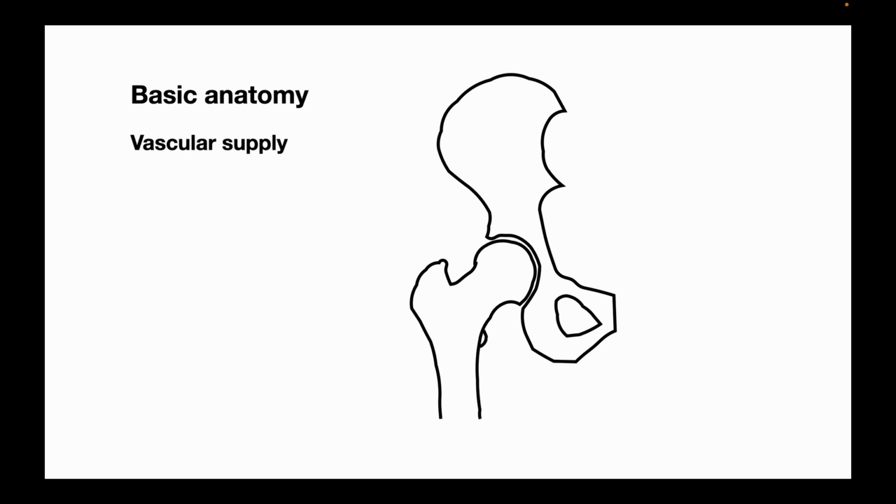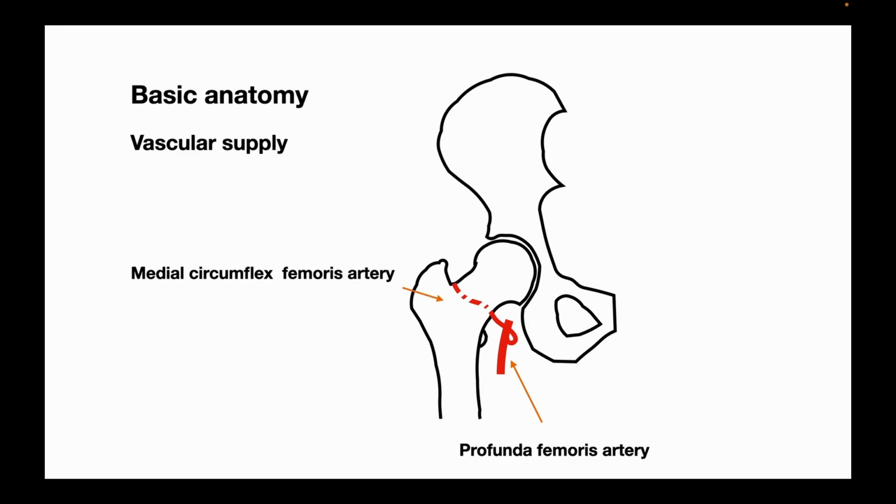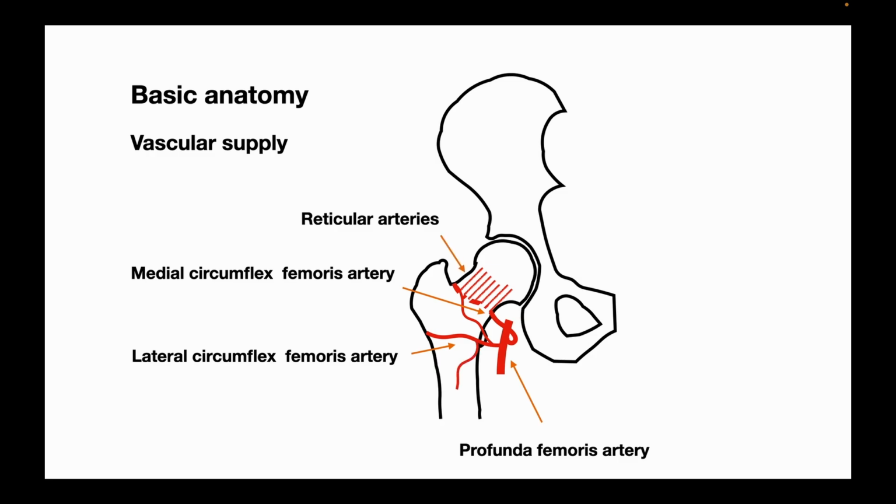The profunda femoris artery supplies the majority of the proximal femur. Its medial circumflex branch passes posterior to the femoral head and anastomoses with the ascending branch of the lateral circumflex femoral artery and forms an arterial ring around the neck of the femur. From this arise the retinacular vessels. They travel subsynovially to reach the head-neck junction and supply the majority of the femoral head.